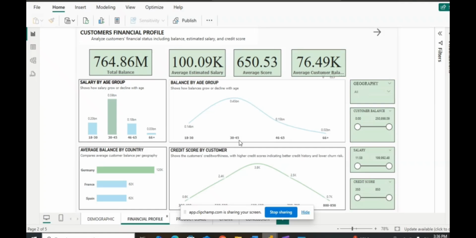This one is the least because the majority of them are earning what? Pension. They're not in active service again. So we have the same thing here. Okay, the country with the highest number of average balance by country, we have Germany, and then we have others.